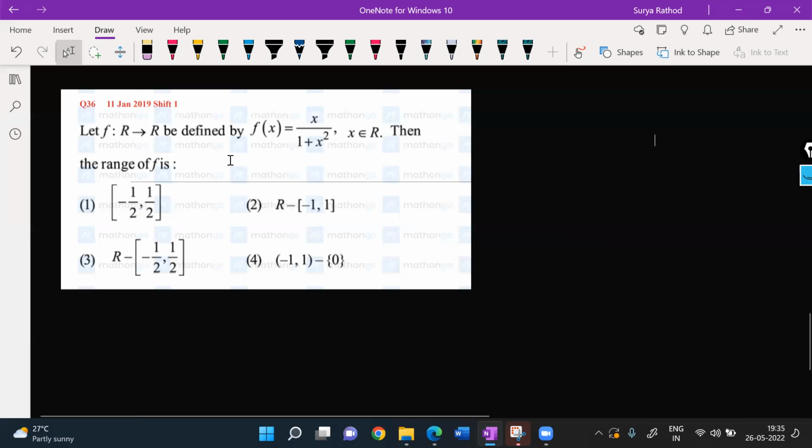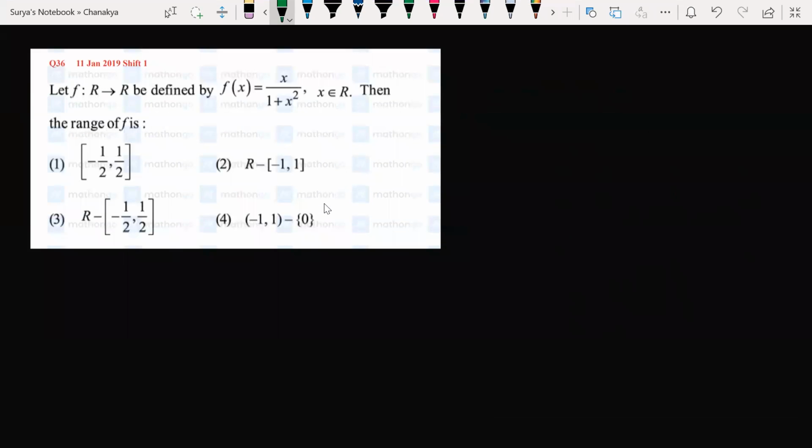What's the answer? So the first option. How first option? Huh? How the first option? F of x is equal to x by... Sir, I solved it.